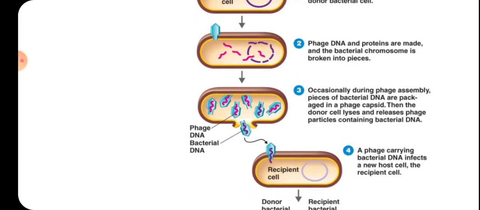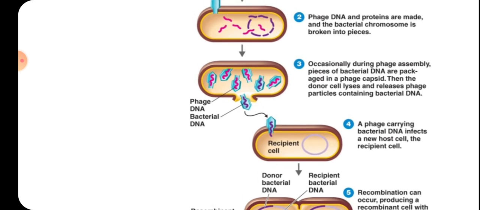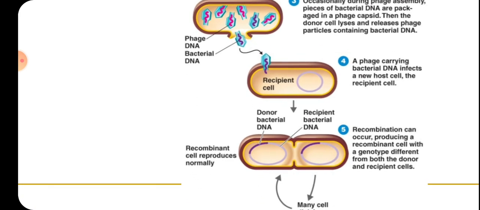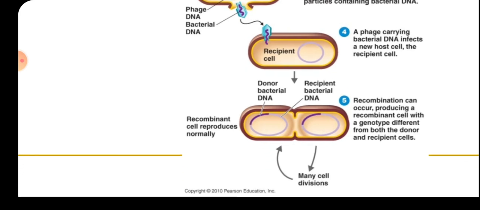In the third stage, occasionally during phage assembly, pieces of bacterial DNA are packaged in a phage capsid. Then the donor cell lyses and releases phage particles containing bacterial DNA. Fourth stage, a phage carrying bacterial DNA infects a new host cell, the recipient cell. And in the fifth stage, recombination can occur, producing a recombinant cell with a genotype different from both the donor and the recipient cell.